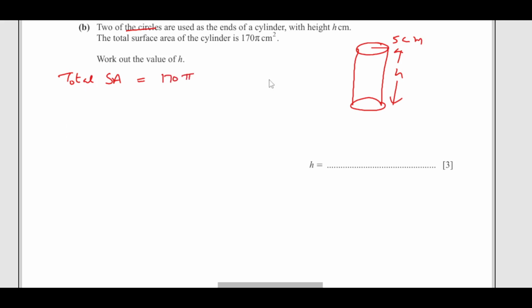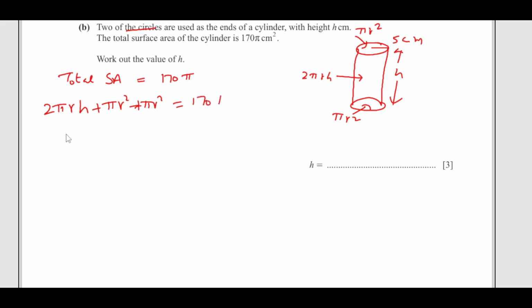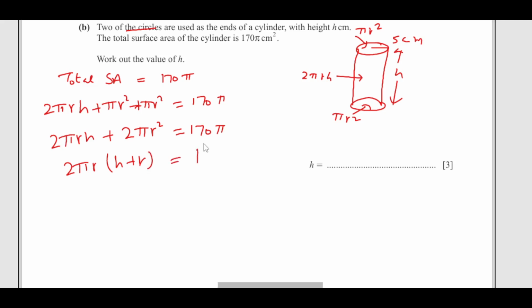So the total surface area is this curved surface area, which is 2 pi rh, and the area of one base is pi r squared, and the other base is also pi r squared, right? So total surface area, we are going to add all of them: 2 pi rh plus pi r squared plus pi r squared equals 170 pi, right? So 2 pi rh I am writing here, and this will become 2 pi r squared equals 170 pi, right? So from here 2 pi r is common, h plus r will be inside.